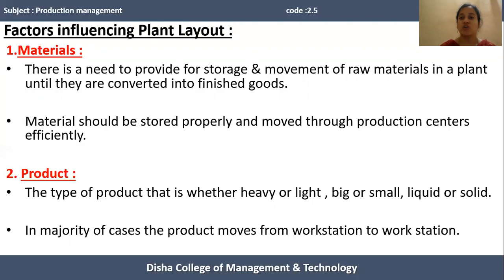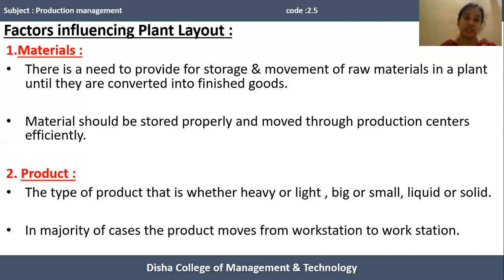Means within less cost and less time, the firm is able to produce more goods efficiently and effectively. And he also has to identify the route, the way through which the material can be moved from the storage unit to the production unit. He should identify the shortest route through which the material can be moved from storage unit to production unit. So the first factor he has to consider while designing the layout of the plant is material.